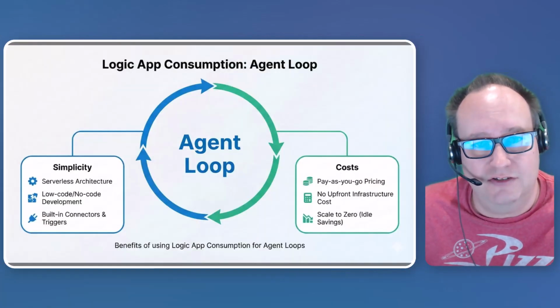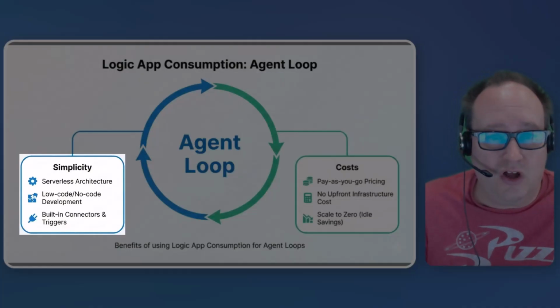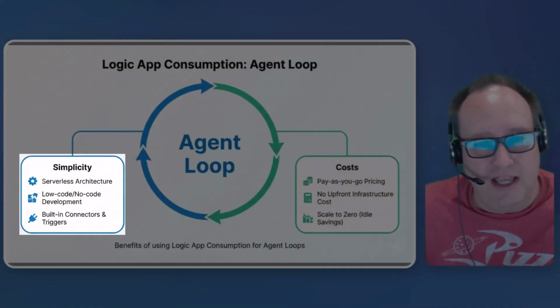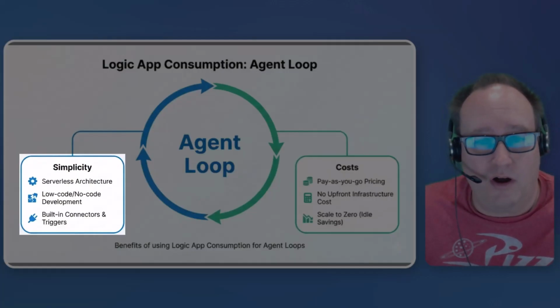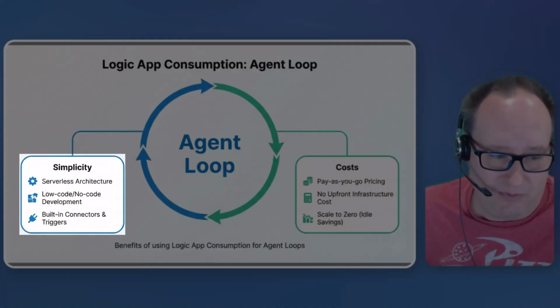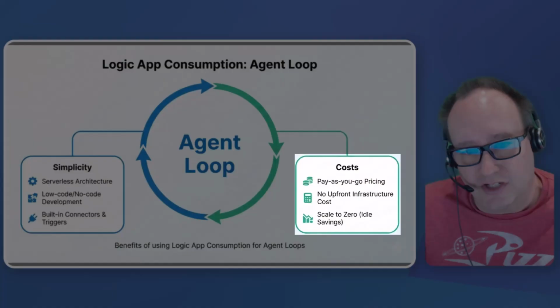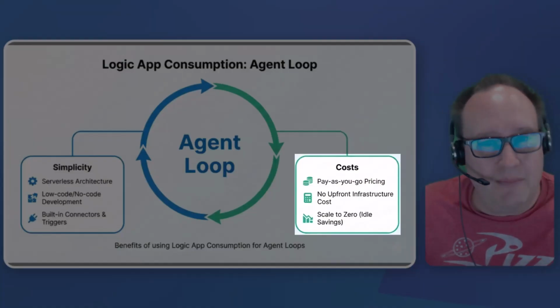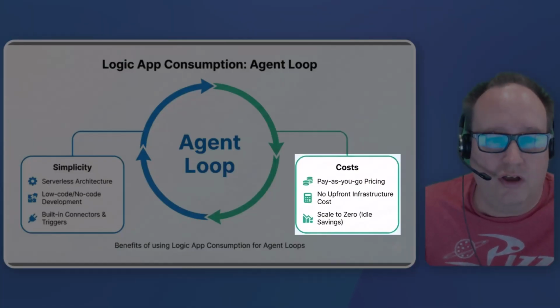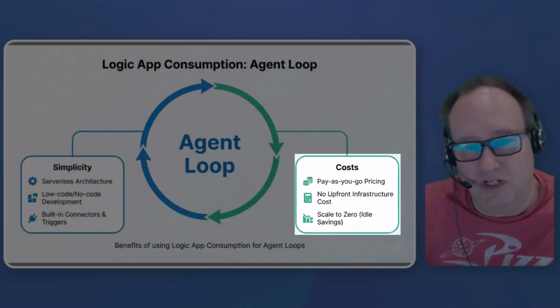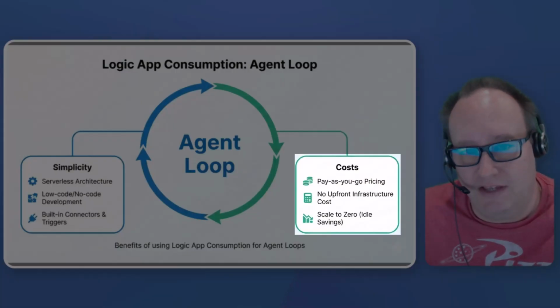There are two main reasons you would consider consumption. First off is simplicity. As compared to building this out in Logic App Standard, it's extremely simple, and you'll see in our walkthrough how easy it is to get up and running in consumption. Second would be costs. To set up a Logic App Standard environment, you're looking at about $5 a day, plus the cost of the large language model to run your agents. With consumption, it's all built in a nice pay-as-you-go model.